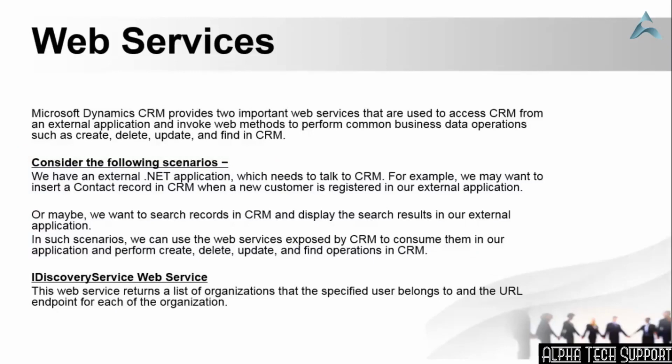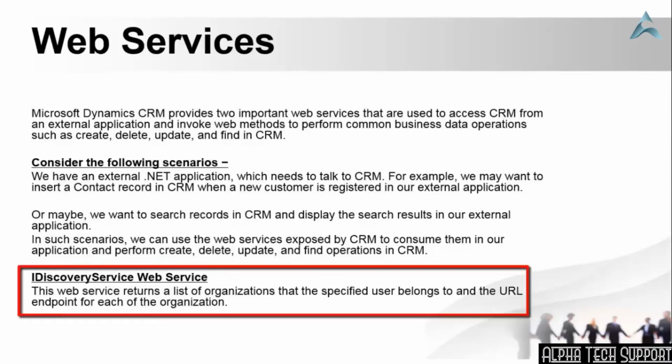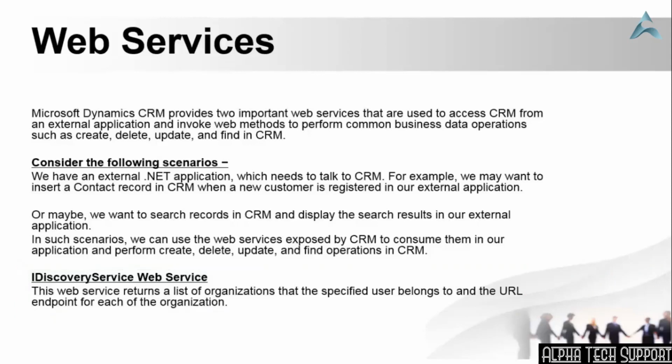There is a web service called IDiscoveryService web service. This web service returns a list of organizations that the specified user belongs to and the URL endpoint for each of the organizations. So IDiscoveryService is a web service which returns a list of organizations that the specified user belongs to and the URL endpoint for each organization.